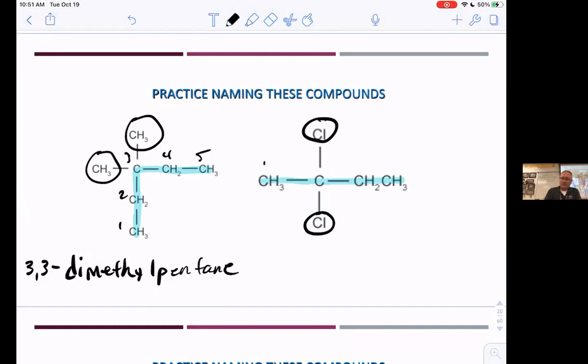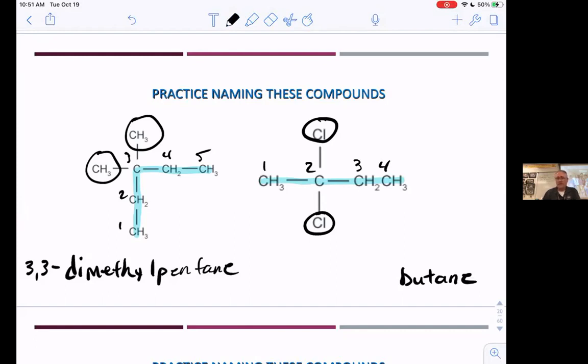If I number it 1, 2, 3, 4. If I numbered it from the other way, it'd be 1, 2, 3, 4. But remember, we want to go to the side that's going to give us the lowest number possible. So the one that I have on top is actually the correct numbering. So the prefix for 4 is but. They're all single bonds, so it ends in ane. There are chloro groups is what we call these. If it would have been fluorines, they'd be fluoro.